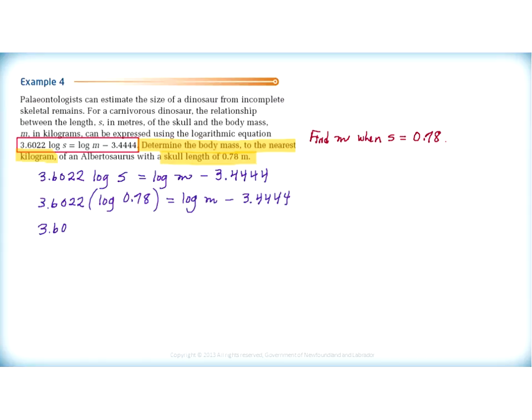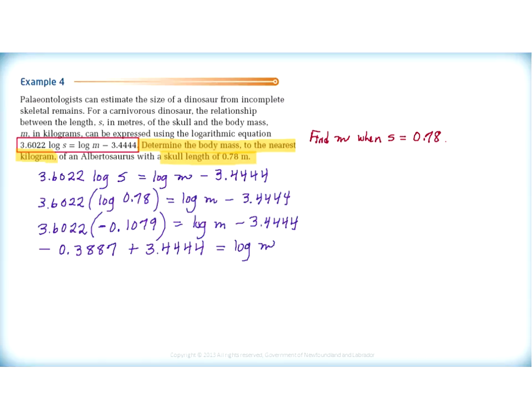So we have 3.6022 multiplied by a negative 0.1079 equals the log of M minus 3.4444. Simplifying, we get negative 0.3887, and we'll bring the 3.4444 over to the left-hand side, making it a plus 3.4444 equal to the log of M.